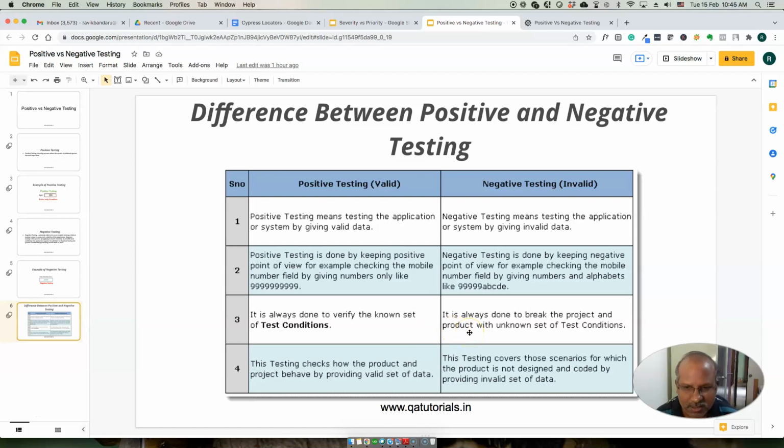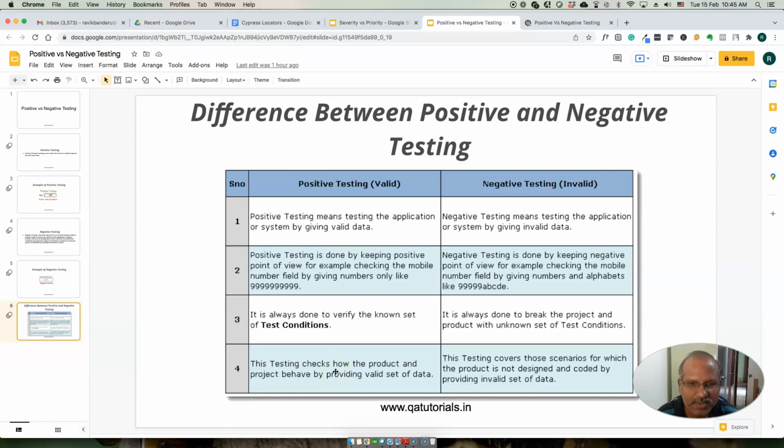Negative testing is generally done to break the product with an unknown set of conditions. Somebody enters alphabets or alphanumerics in the age field. We want to see that it generates a proper error without the application being broken.